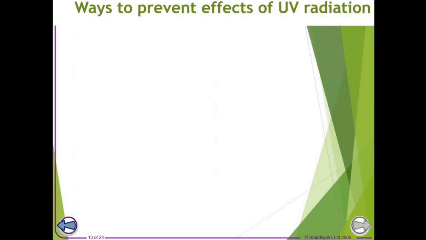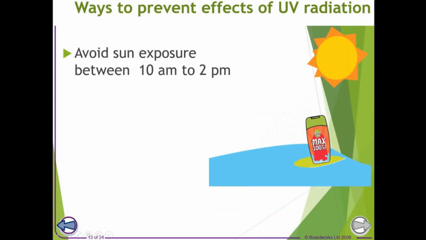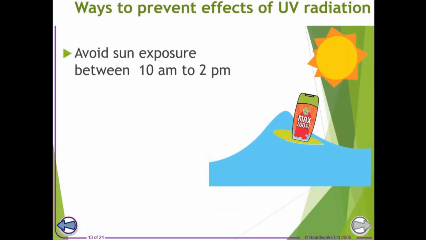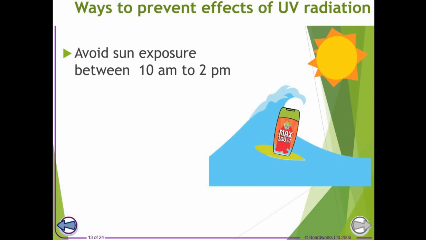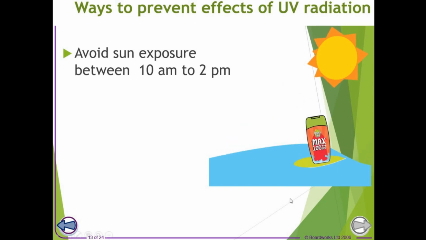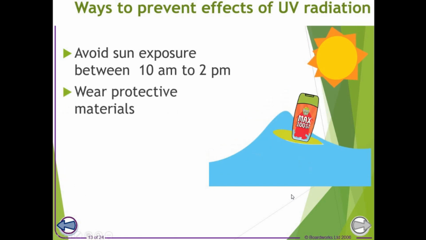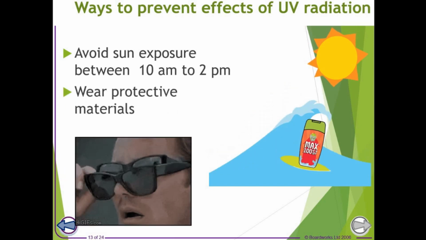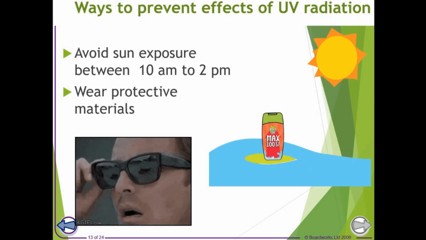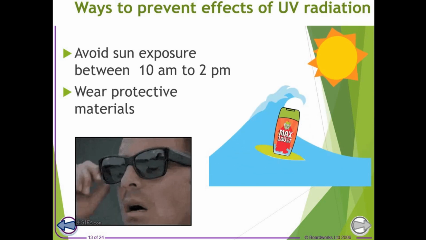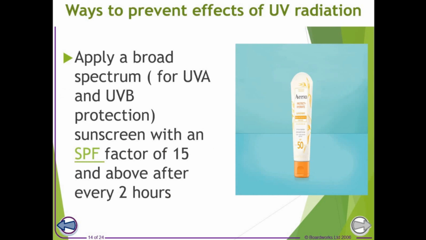What are the ways to prevent effects of UV radiation? First is to avoid sun exposure between 10 a.m. to 2 p.m. Another is to wear protective materials such as sunglasses, light-colored clothing which can reflect some UV rays, and a white brim hat to protect eyes, face, and neck. Another is to apply a broad spectrum sunscreen for UVA and UVB protection with an SPF of 15 and above after every 2 hours.